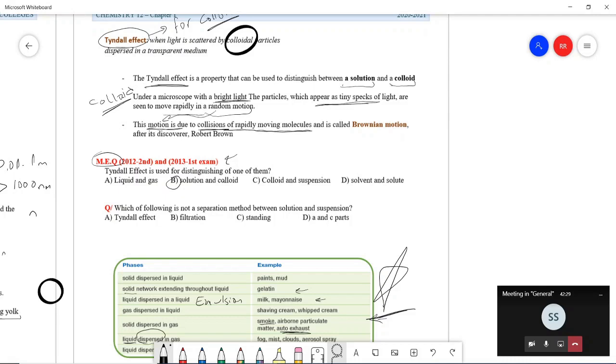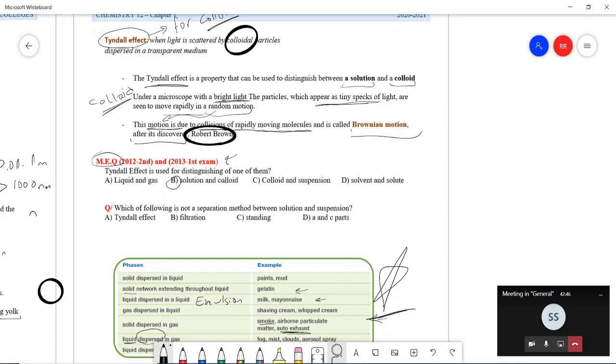So the molecules are actually hitting each other. Collision means hitting each other. And we call this motion Brownian motion. Why is it called Brownian motion? After its discoverer, Robert Brown.